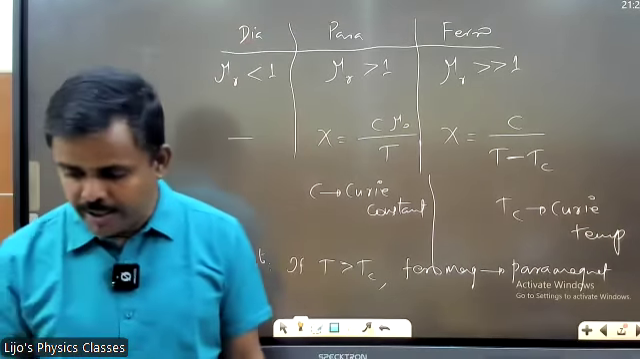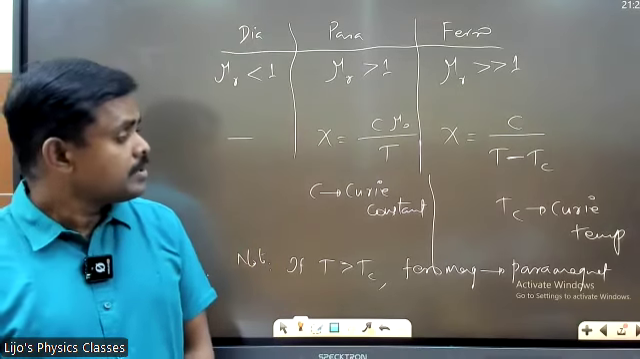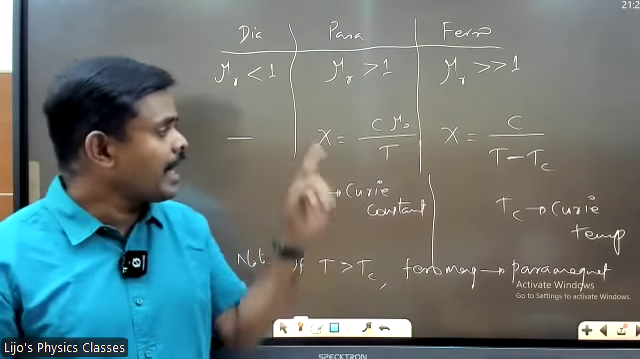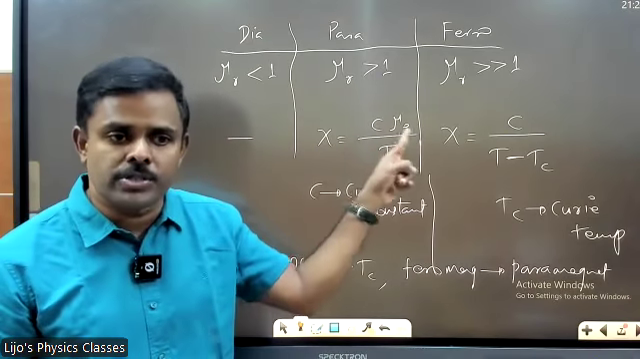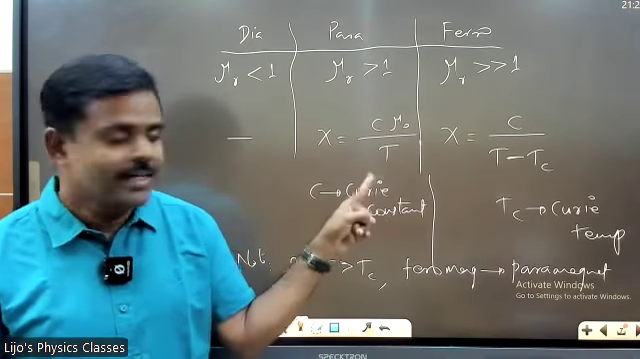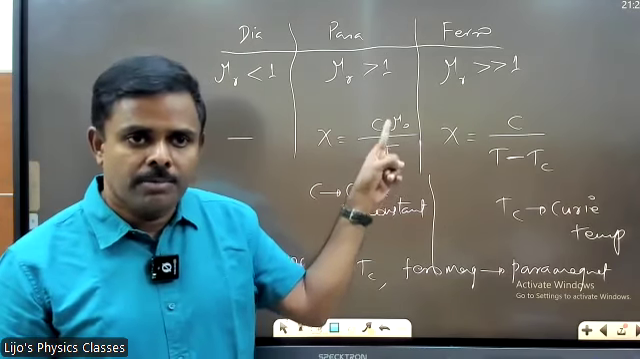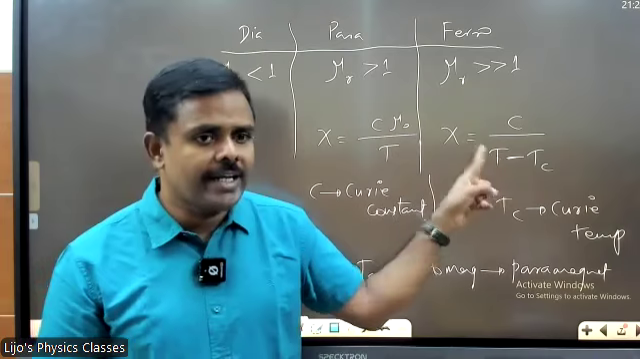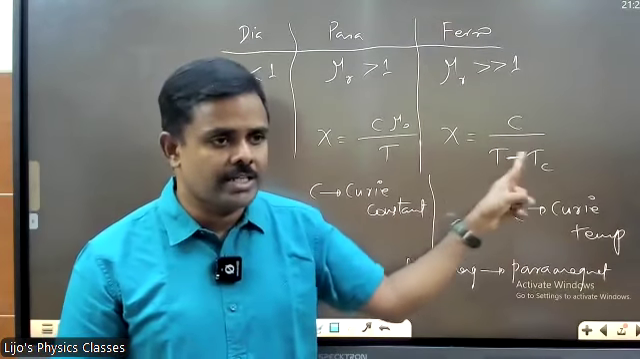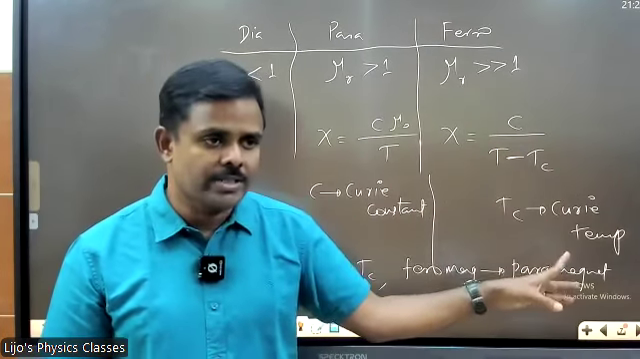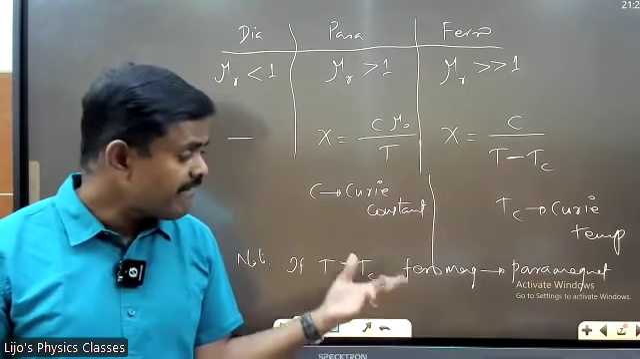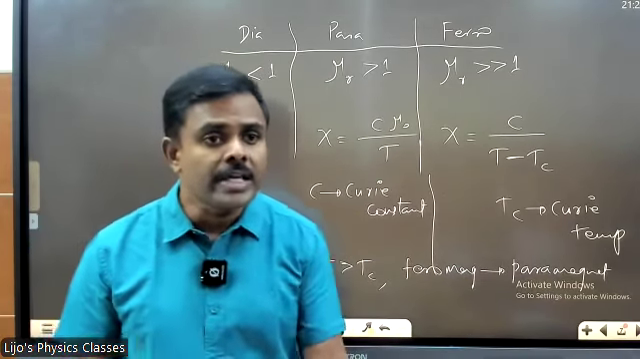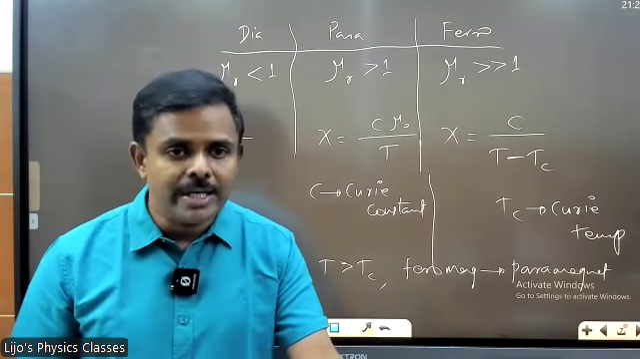So that's that point again. What is the dependence with temperature? Again, say it again. Chi is equal to C mu 0 by T for paramagnetic. C is Curie constant, mu is permeability, T is the temperature. And for ferromagnetic, chi is equal to C by T minus Tc. Tc is called Curie temperature. Above Curie temperature, a ferromagnetic substance turns into paramagnetic. That is why when you heat a magnet, it will lose its magnetism.